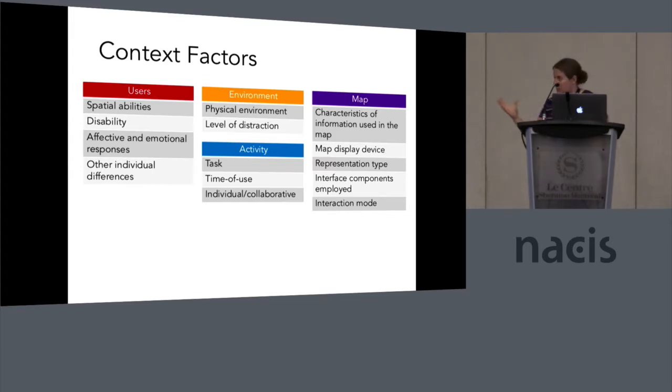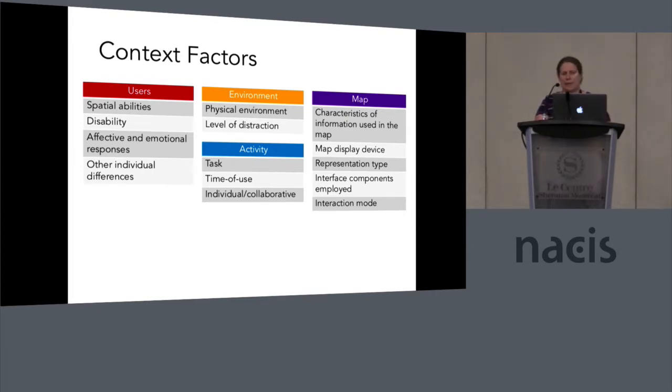We use maps on all these different kinds of devices that have different resolutions, different sizes, and are made of different materials. So that can be important. We can think about the representation type itself. So what kind of map are we using? How do we interact with it? Is it a touch screen? Is it voice activated? There's a range of ways we interact with maps. And then interaction modes as well.